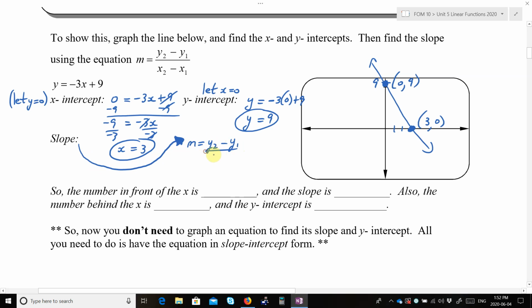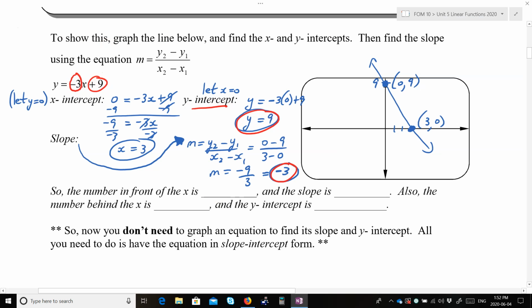m equals y2 minus y1 over x2 minus x1. So we're going to end up getting y2 minus y1, how about 0 minus 9? And x2 minus x1 is 3 minus 0. So our slope is equal to negative 9 over 3, which is negative 3. Okay, and if you look at our equation over here, notice the m, the negative 3, is the slope that we got, and the y-intercept was y equals positive 9, which is right there in the equation.